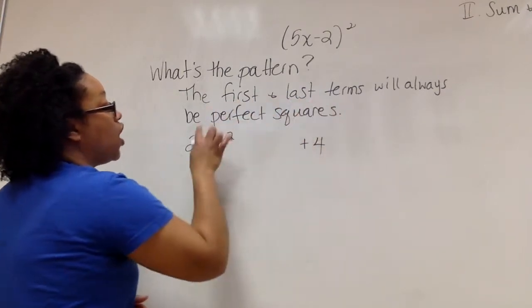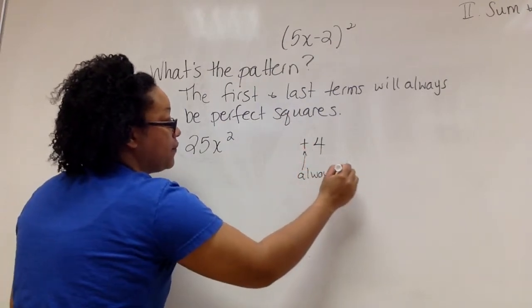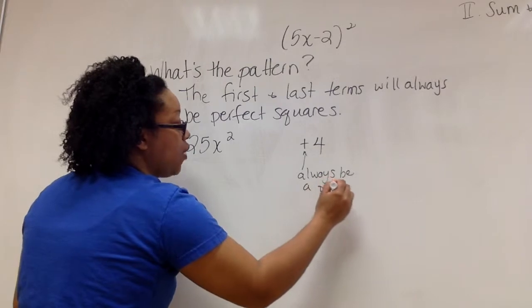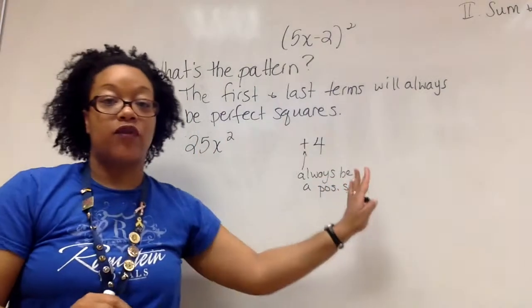First and last terms are always perfect squares. This will always be a positive. All right? It will always be a positive sign. All right? So that's how you start. Perfect square in the front, perfect square in the back.